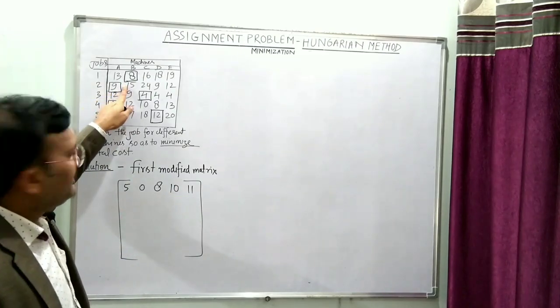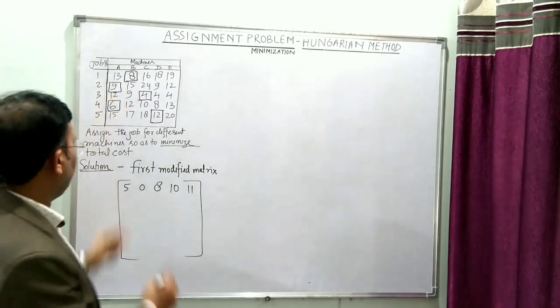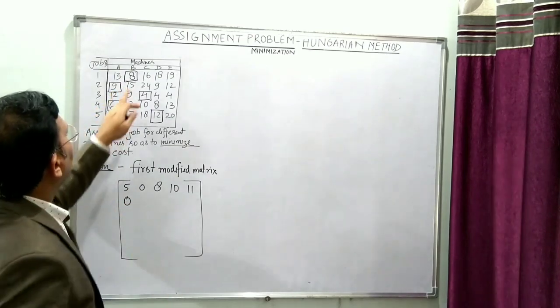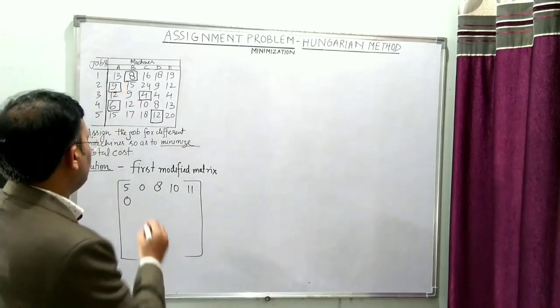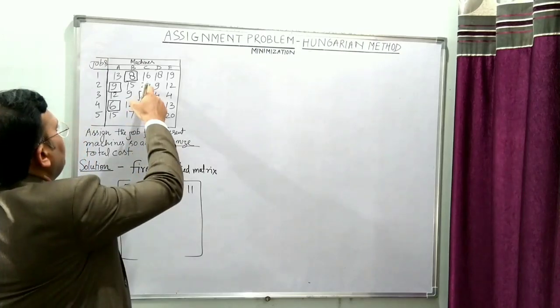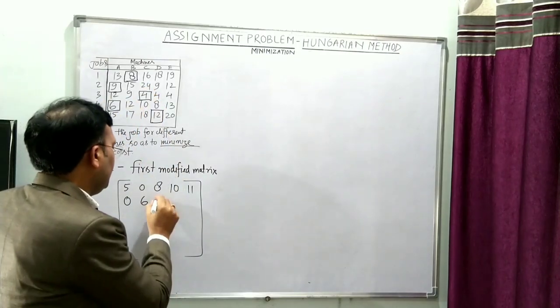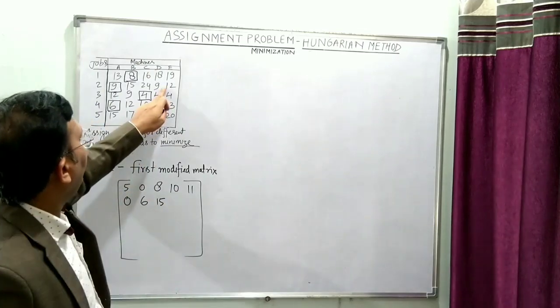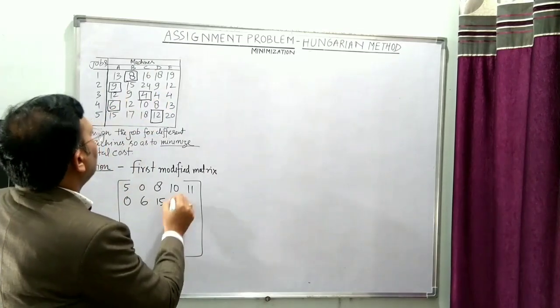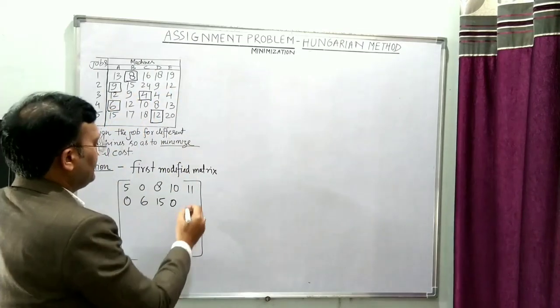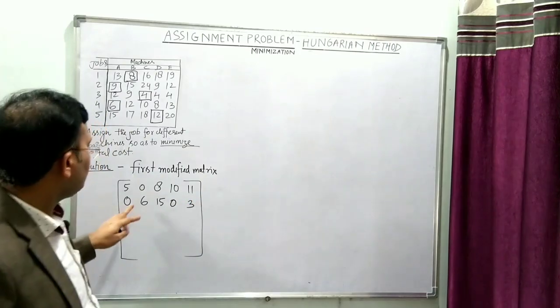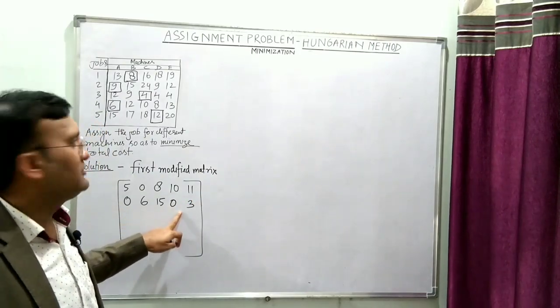For the second row, the minimum element is 9. So 9 minus 9 is equal to 0. 15 minus 9 is equal to 6. 24 minus 9 is equal to 15. 9 minus 9 is equal to 0. 12 minus 9 is equal to 3. These are the elements of the second row.